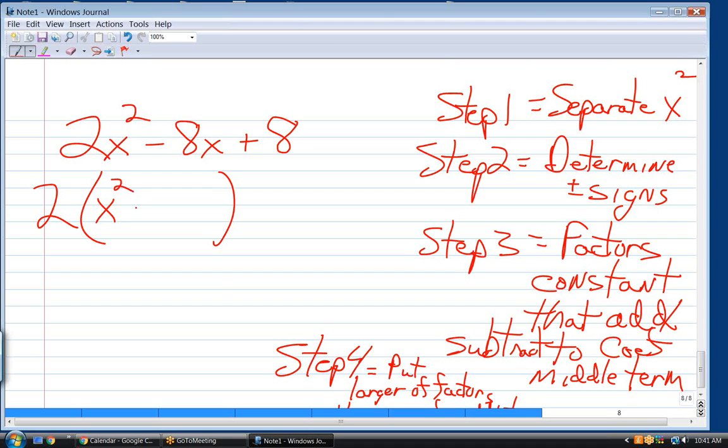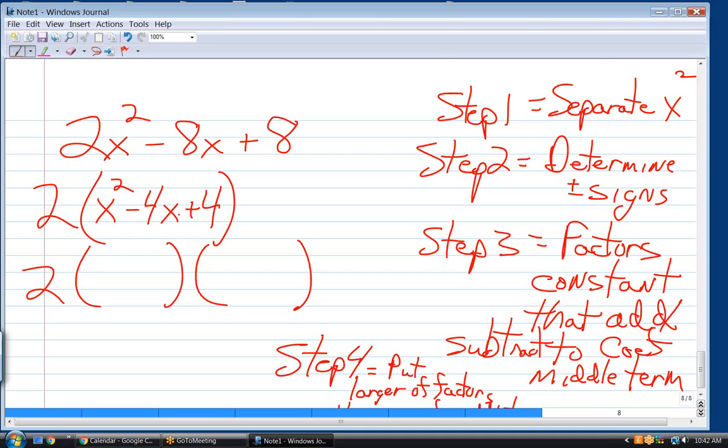x squared minus 4x plus 4. Now notice what we have. Now we have a first order quadratic, which is pretty easy to factor. You can't forget the 2. The 2 has to come down.